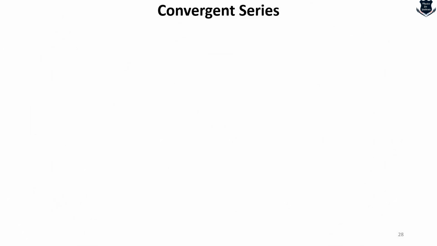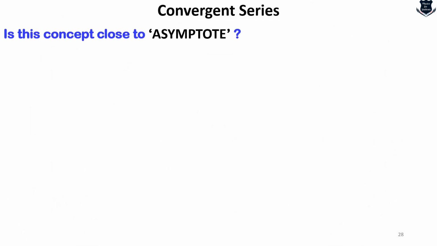Now, when we say that it is getting close but will never reach 2, can we say that this concept is close to what we call an asymptote?